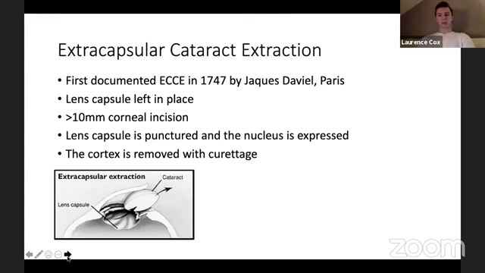Obviously, extracapsular and intracapsular extraction being the main modern techniques. The first documented extracapsular extraction was in 1747 by a French physician named Jacques Daviel. And here, as you can see in the diagram in the bottom left, the lens capsule remains in situ and just the cataractous lens itself is removed.